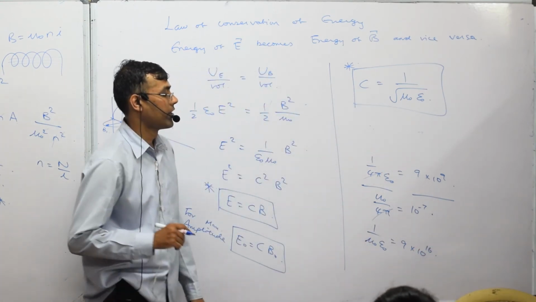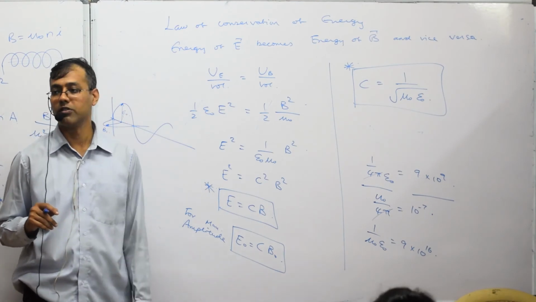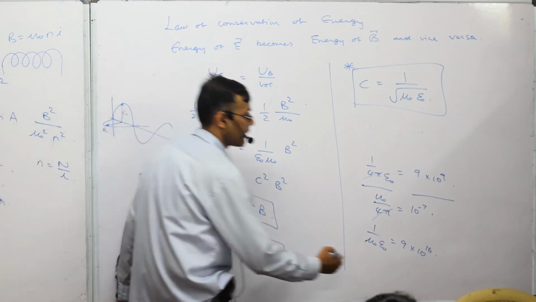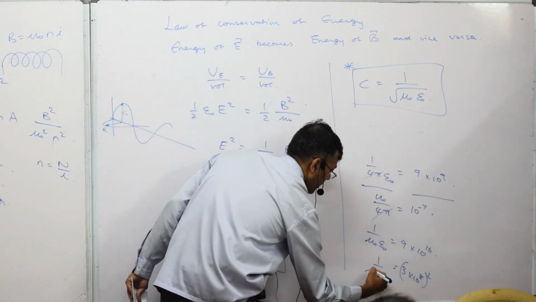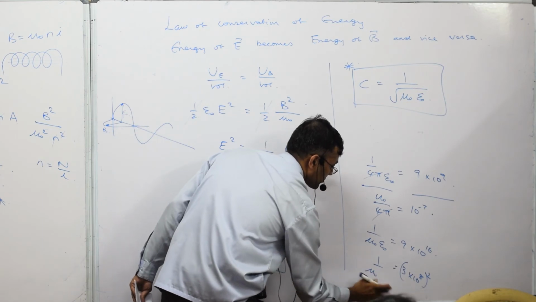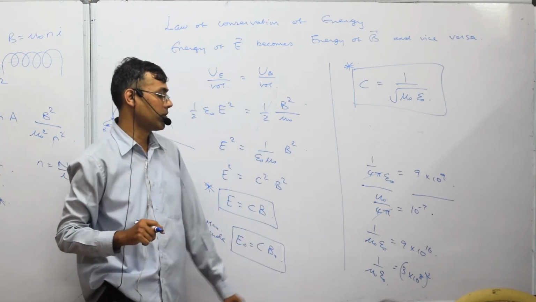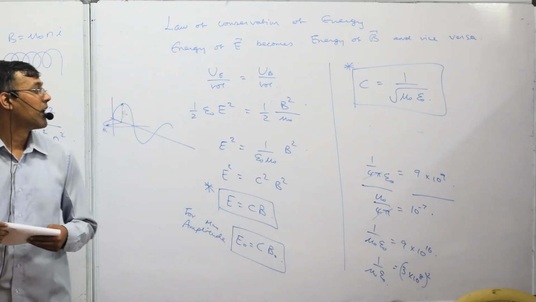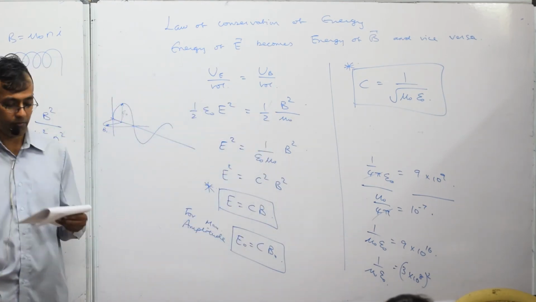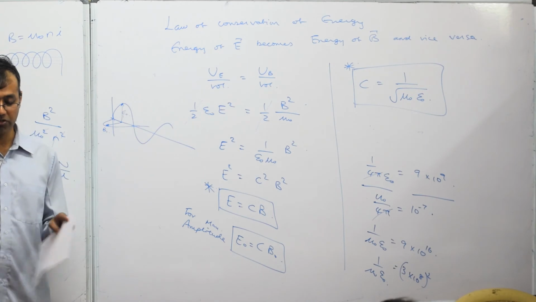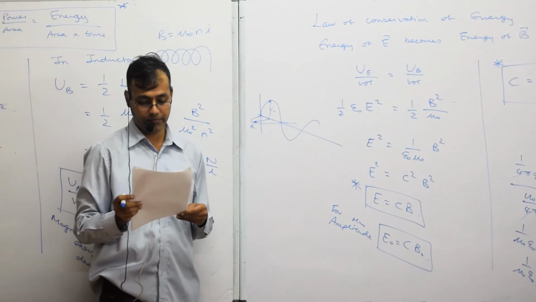Right? What does 9 into 10 power 16 look like? Square of C. Right? 3 into 10 power 8. So I can write this as 3 into 10 power 8 the whole square, which is 1 by mu naught epsilon naught. That means this is true. So I can say C is equal to 1 by square root of mu naught epsilon naught. Again, I'm sure they are not going to ask you these derivations, but you should remember this. If you see the derivation properly when you are studying the equations, it will make more sense.